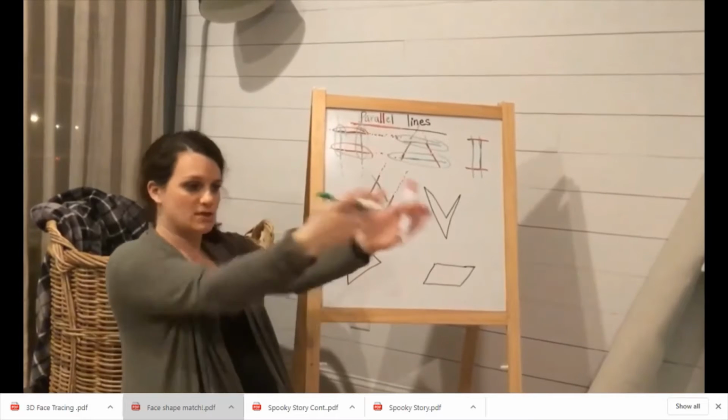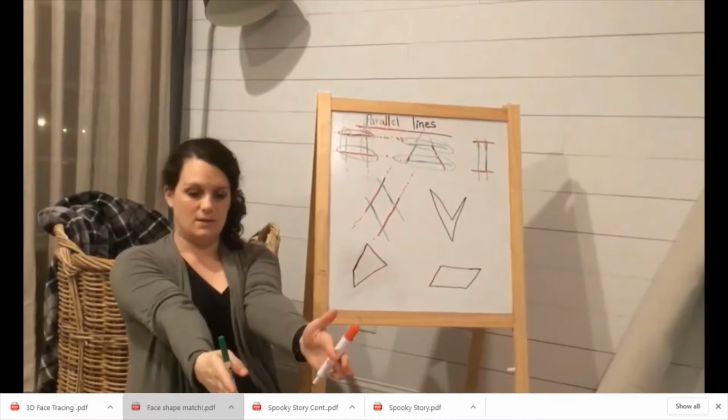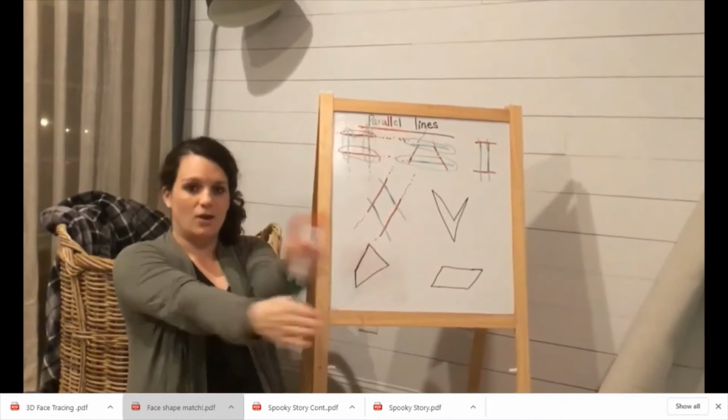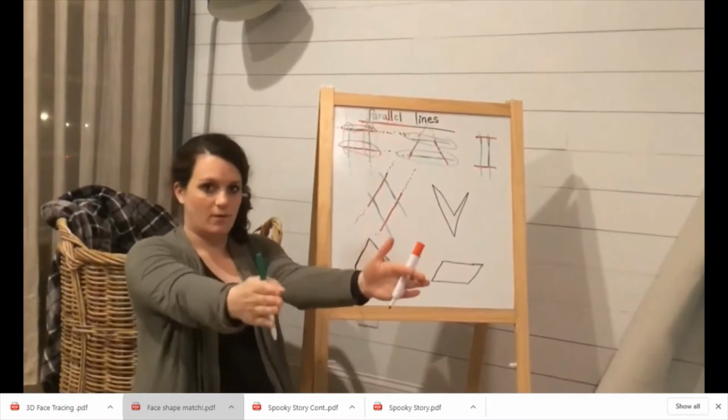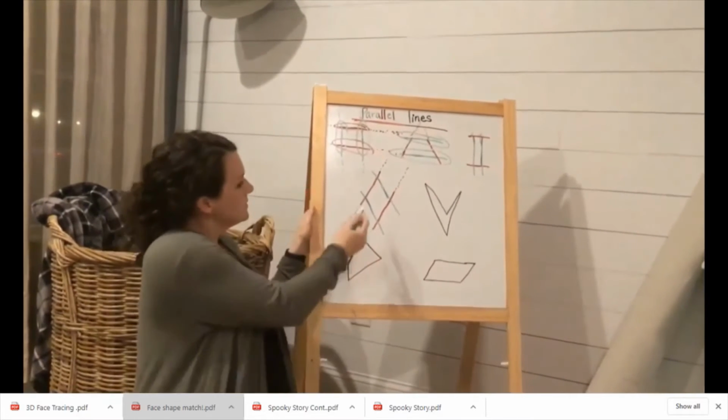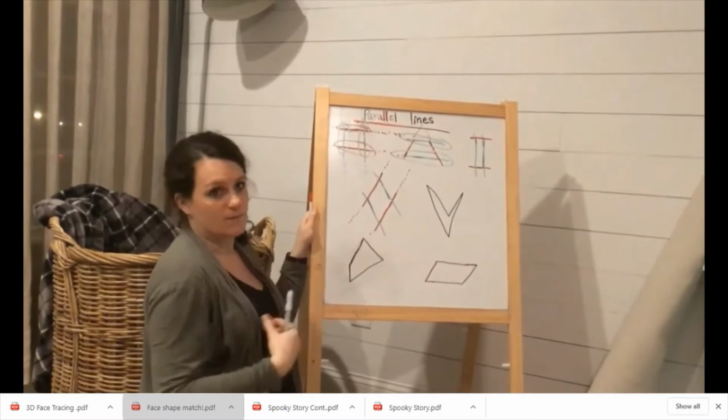Parallel, straight, just like if you put your arms out straight like this, as straight as you can, and your arms will never cross. If you put them straight in front of you, those are parallel. So this shape, this rhombus, has two sets of parallel sides.